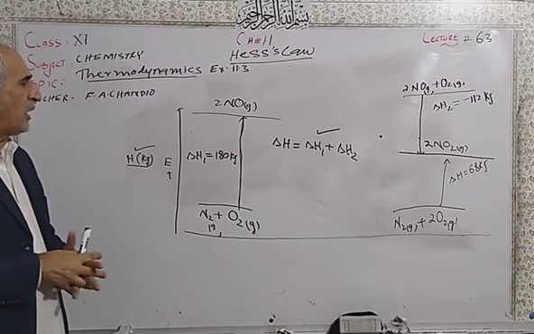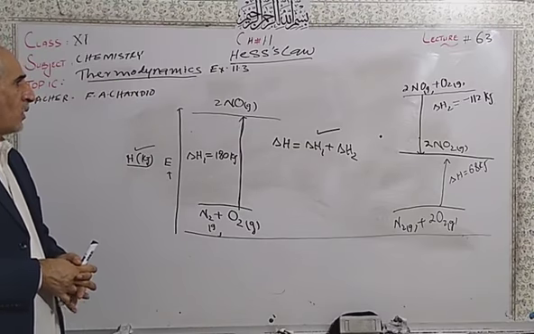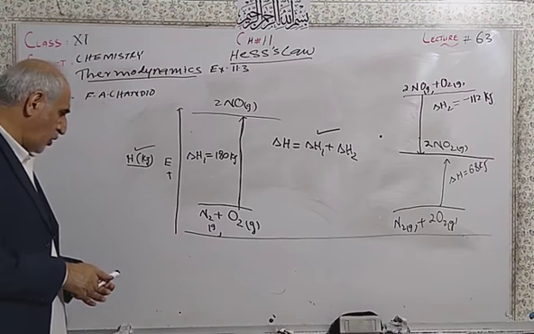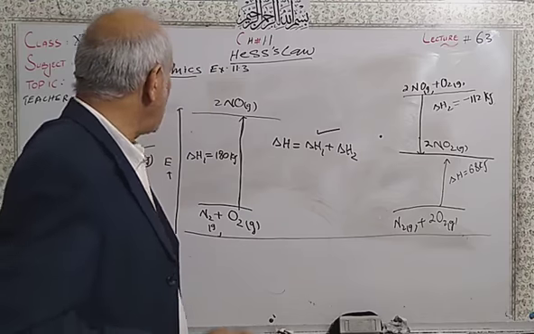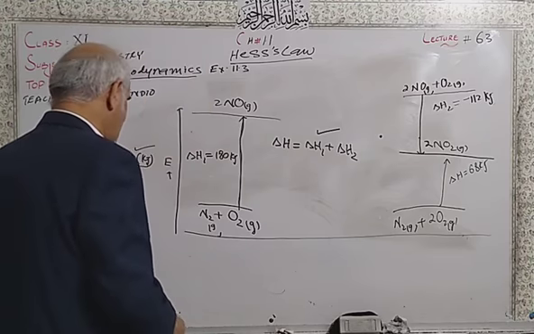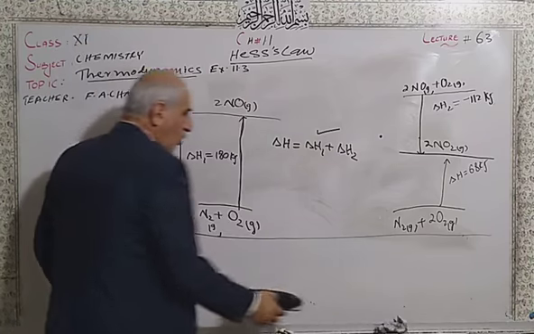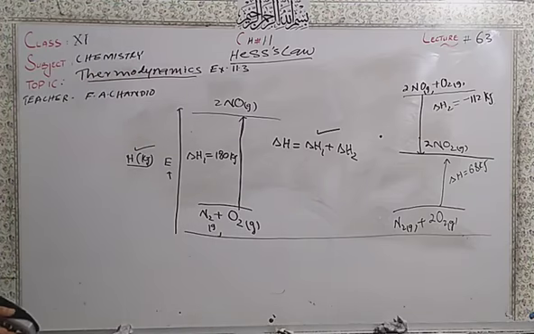Both sides must be equal. So this proves Hess's law. This is an energy cycle diagram according to Hess's law. We have another example also. Write down in your copies.